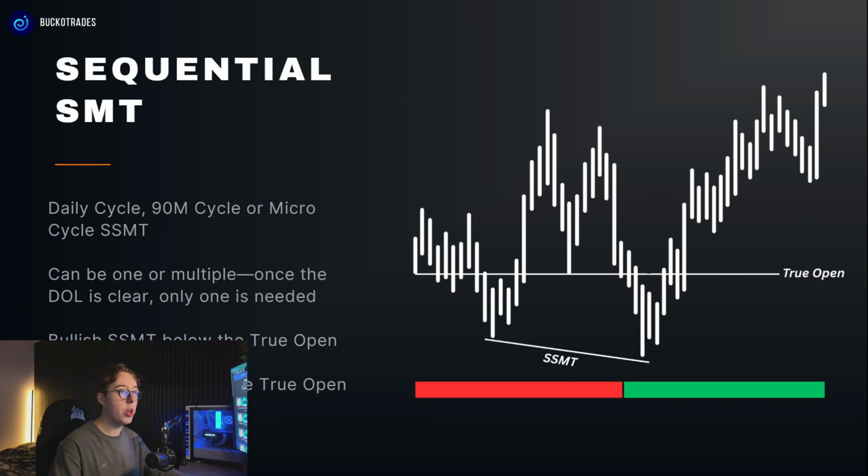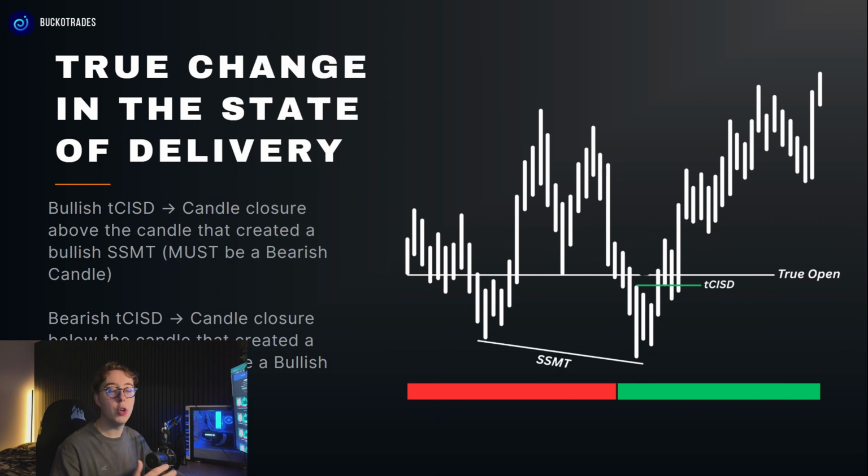So now, one sequential SMT. What comes after that? A true change in the state of delivery, a tCISD. So now, what a tCISD is, for example, a bullish tCISD is a candle closure above the candle that created a bullish sequential SMT, and that candle must be bearish.